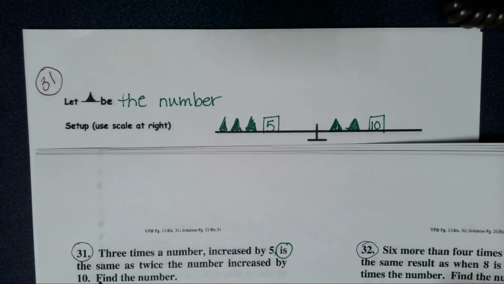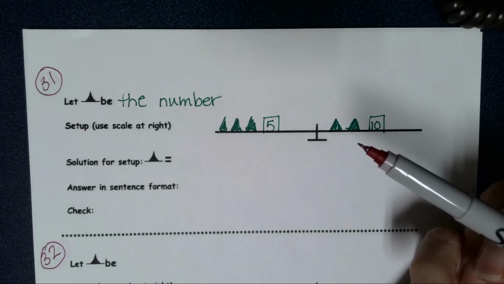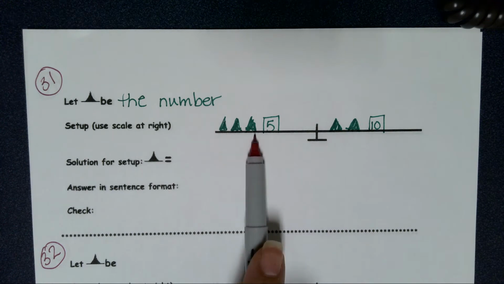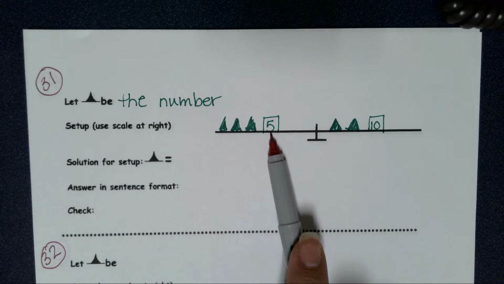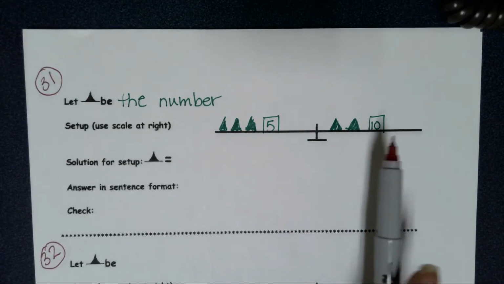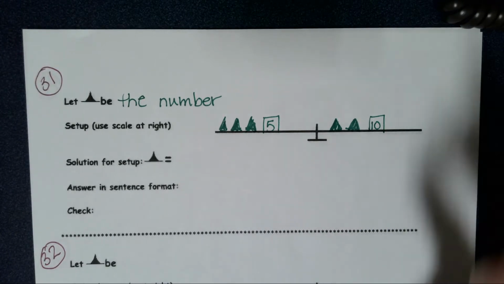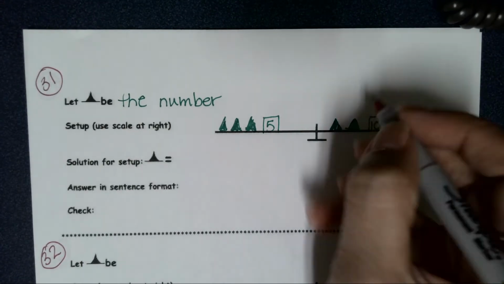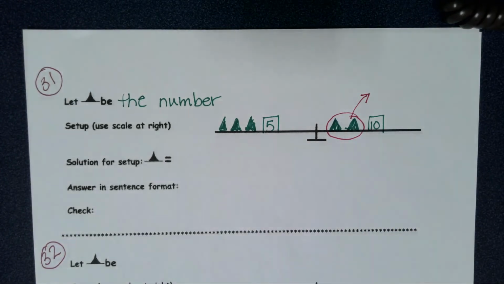Find the number. So now we have the setup. I'm going to change colors so that it's easier to see what my original setup was, so I can do my check. The first thing I notice is I have 3 pawns on the left and 2 pawns on the right. And then I have a number on the left and a number on the right. So I want to get rid of the smallest number of pawns first. So the smallest number of pawns I have is 2. So I'm going to circle those 2 with an arrow taking them off.